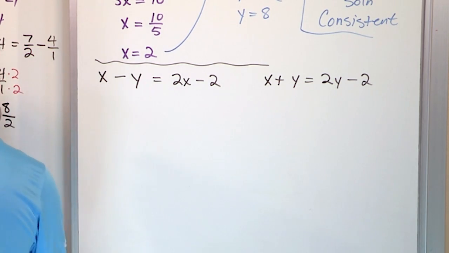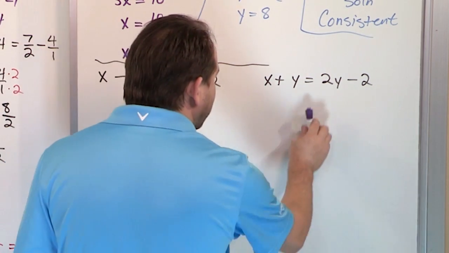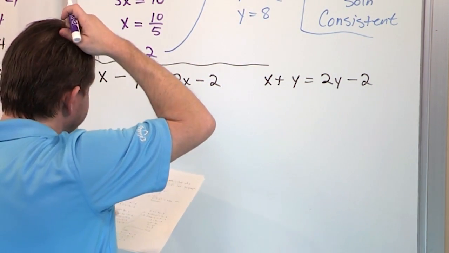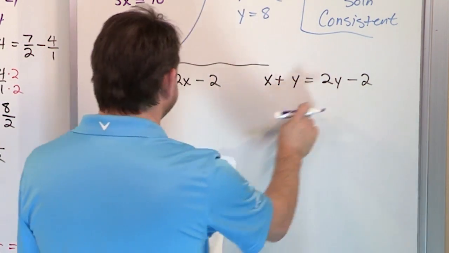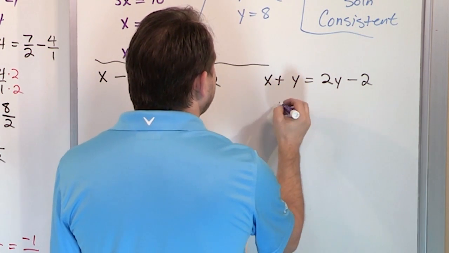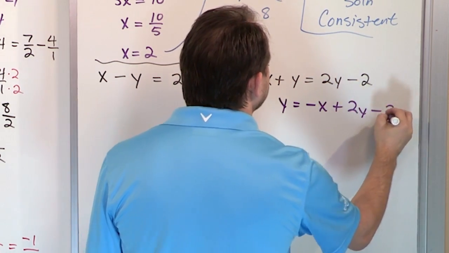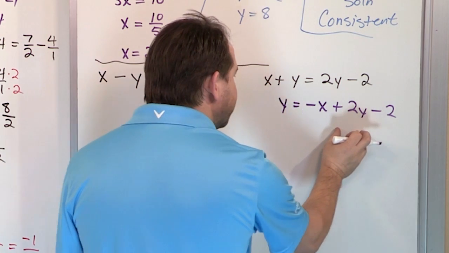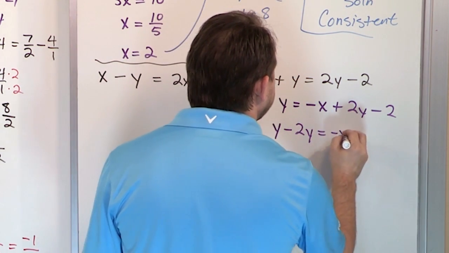All right, I'm just going to pick something at random. Let's just work with this equation, and let's solve it for y, so we'll substitute it back in over here. So what am I going to have? Let's move x over here first of all. So it'd be y is equal to negative x plus 2y minus 2. I just take the x and move it over by subtraction. And now I have a y over here. I need to move it over. So it'll be y minus 2y is negative x minus 2.